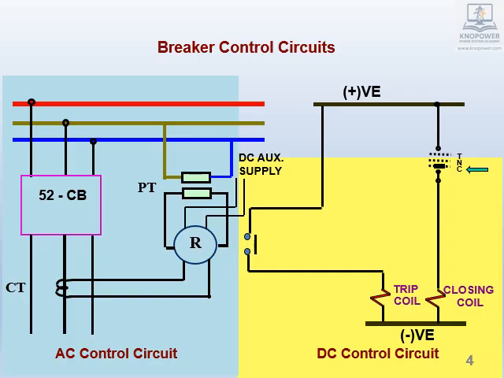To close the breaker, in the TNC, trip neutral close switch, select close position. Closing coil is energized. Circuit breaker 52 closes in power circuit. In running condition, assume fault has occurred, shown as red arrow in power circuit. CT senses the current and feeds to relay R, which picks up. This closes the NO contact wired in DC circuit. Trip coil is energized and circuit breaker trips.